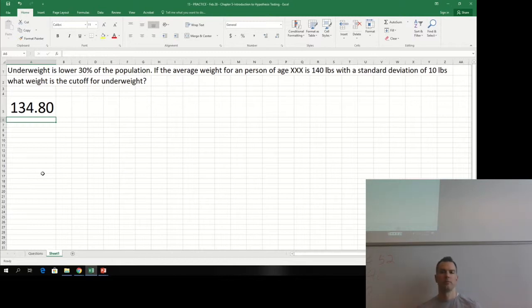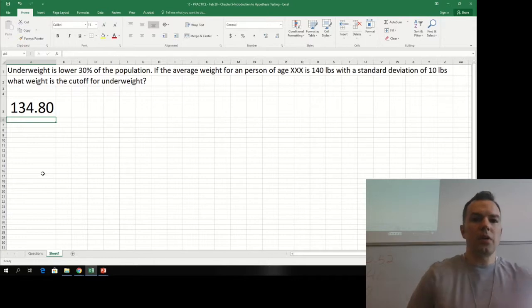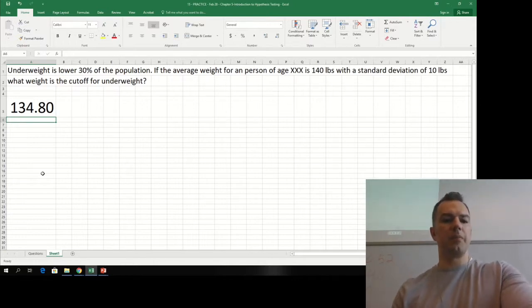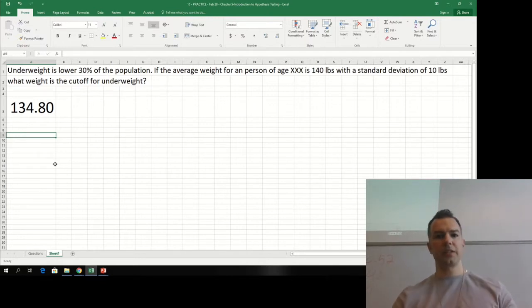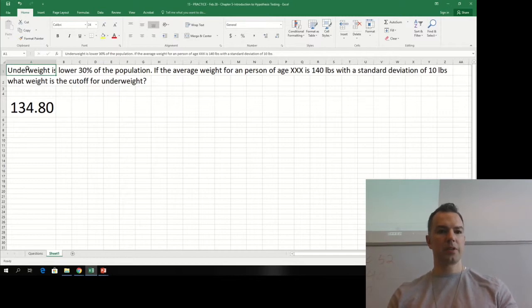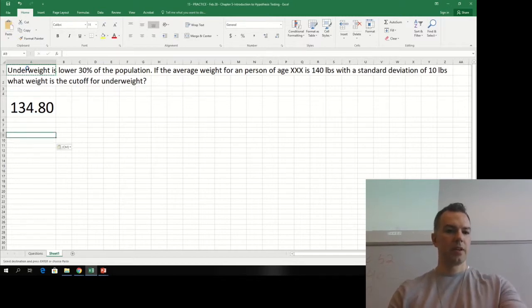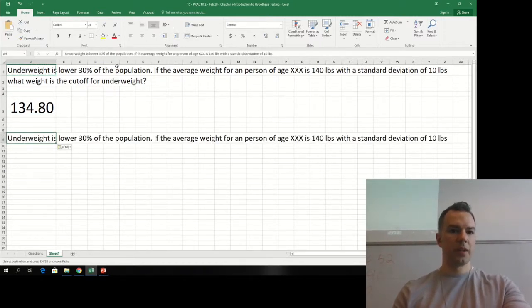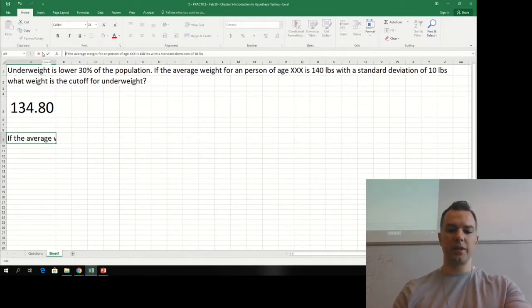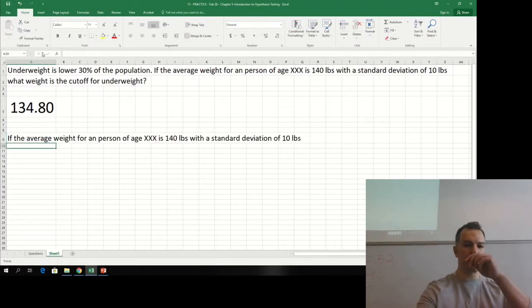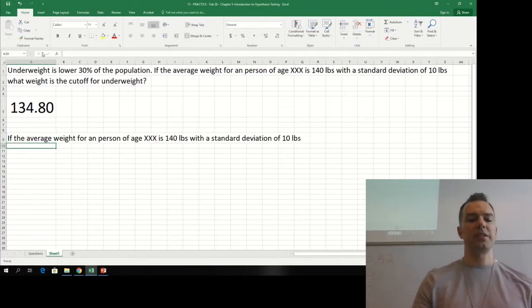Do one the other way? Sure. So let's stay with the current example here, and we will continue on with that average weight for a person example here. So yeah, the average weight for a person of age XXX is 140 pounds with a standard deviation of 10 pounds.